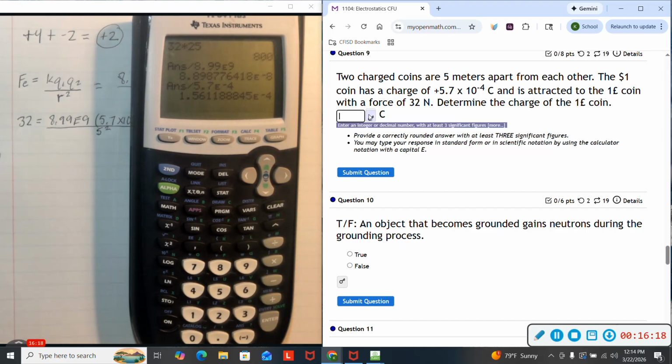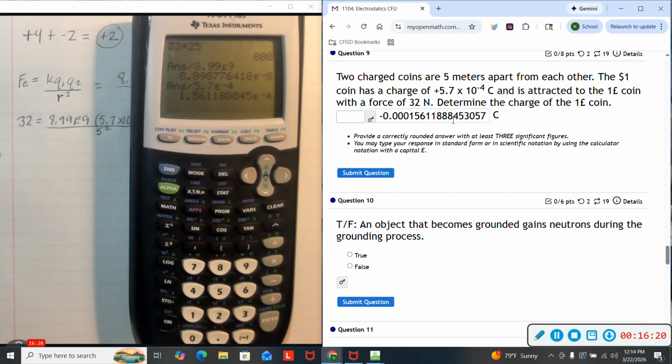And that should be our answer, 1.56118888. It has more digits. Let's see. Times 10 to the negative fourth. So this one is actually not in scientific notation. It's just in standard form. But this is times 10 to the negative fourth. You can see those 4 right there.